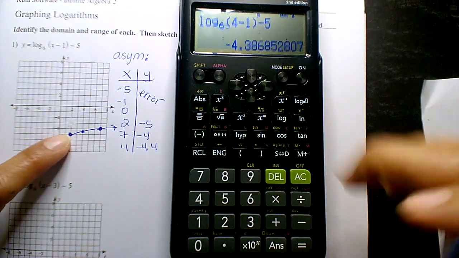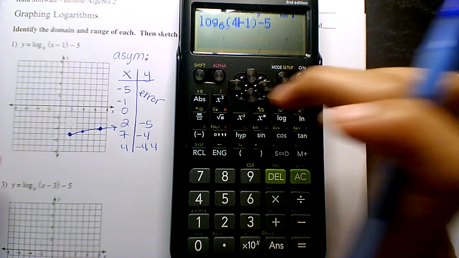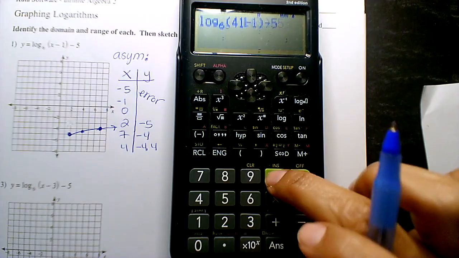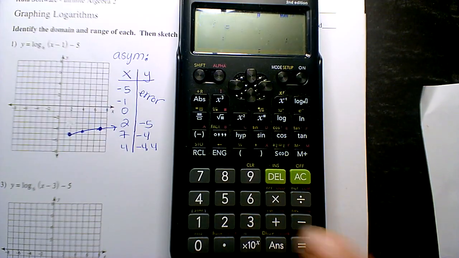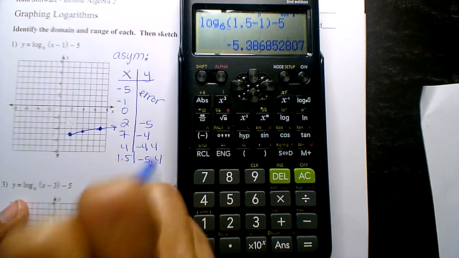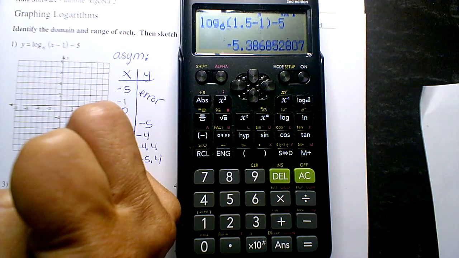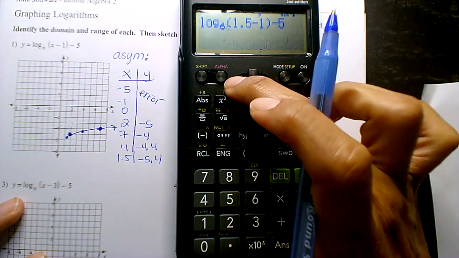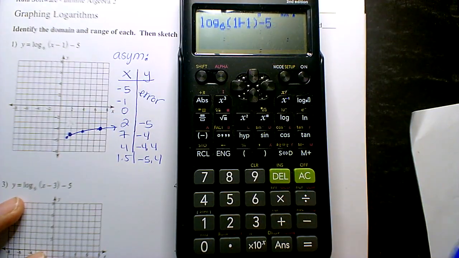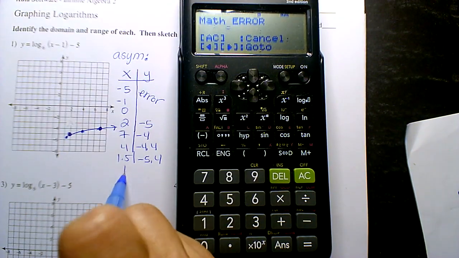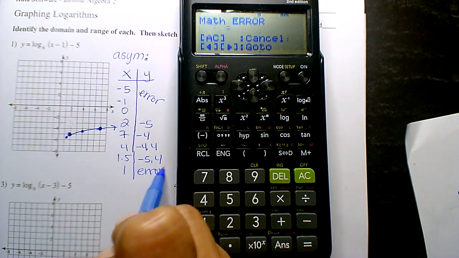But now what am I doing here? Okay, so if I go back, say 1.5. I get -5.4. See how it's now curving. Okay, if I substitute in 1, I get error. So now finally when I throw in 1, I get an error.